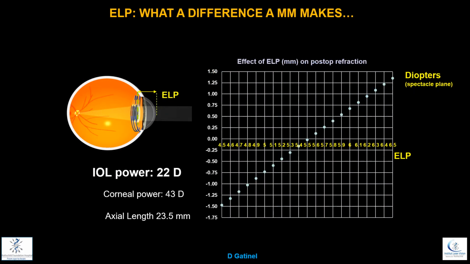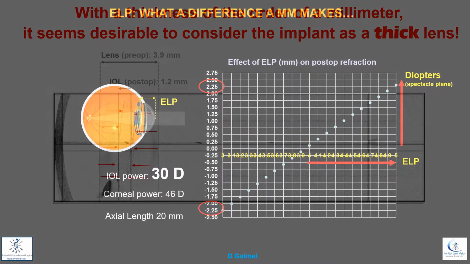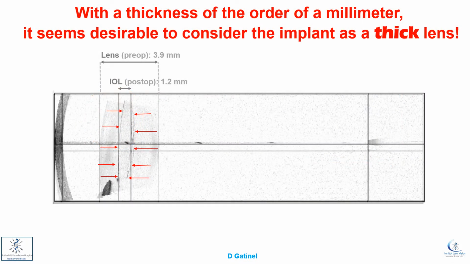Accurate ELP prediction is crucial because a millimeter deviation in predicted position induces an error of about 1.50 diopters with a 22 dioptric power lens considered as a thin lens. But for the same deviation of 1 millimeter, the error is 2.25 diopters for a 30 dioptric power IOL. However, the average thickness of an IOL being of the order of 1 millimeter, we understand that it is important to take into account the physical characteristics of the IOL.